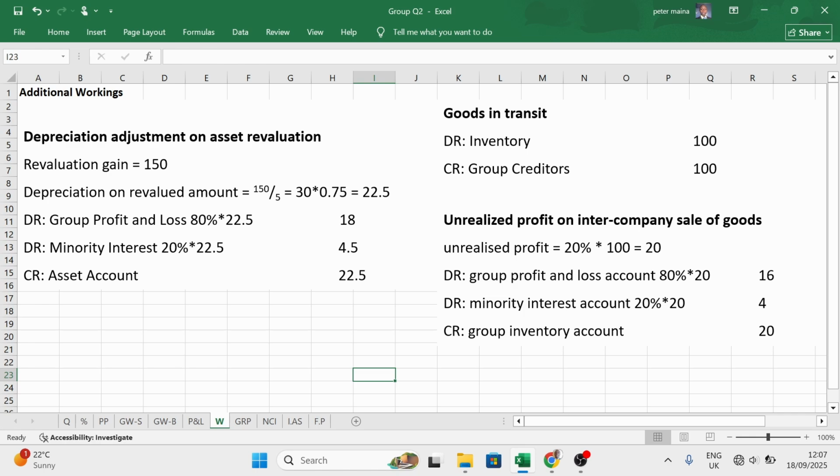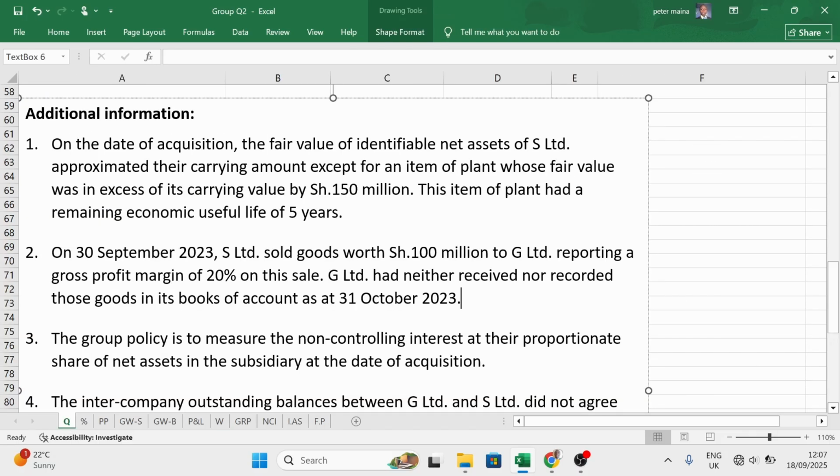But when it comes to unrealized profit, we only calculate unrealized profit if the goods were not sold outside the companies. If the goods were sold to customers, all of them, we would not have unrealized profit. So were the goods sold to customers? According to the question, the goods were not received by G Limited, which means they are still within the group of companies. They have not been sold to customers. So the profit that S Limited made remains within the group. It is called unrealized profit.